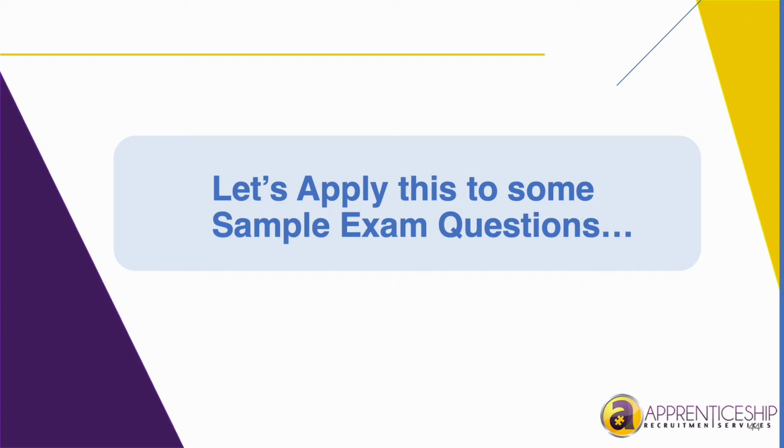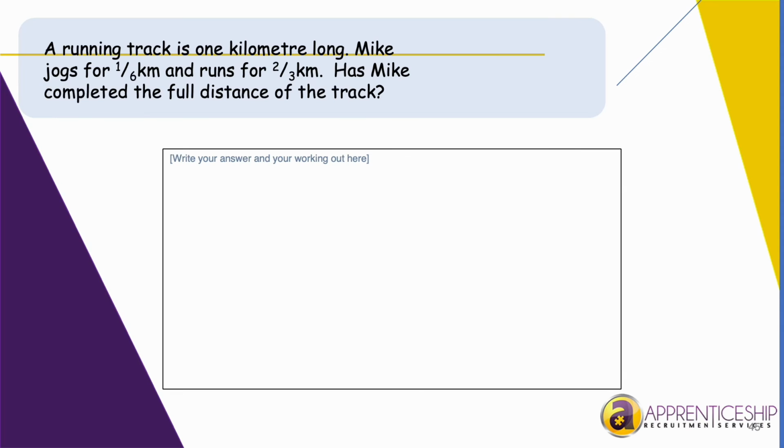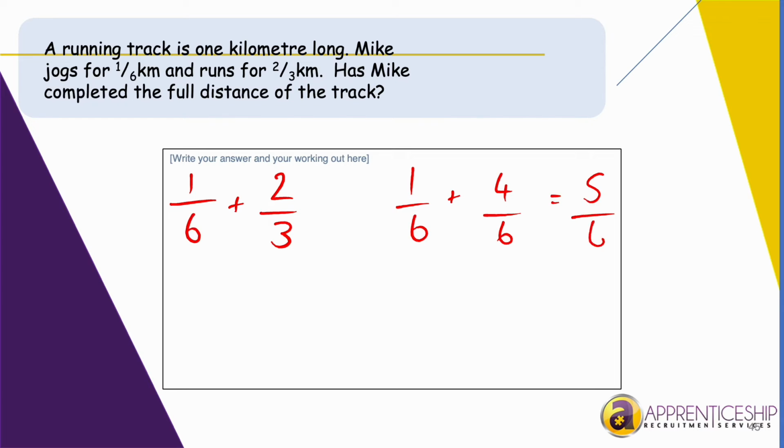Okay, let's apply this to some exam style questions. So a running track is 1 kilometre long. Mike jogs for a sixth and runs for 2/3. Has Mike completed the full track? So a sixth and 2/3. So if we add this together, we should be able to know if he's completed the full track. So if we can double this first one, so 1 over 6, add 4 over 6. So all I've done is multiply top and bottom by 2, which is going to be 5 over 6.